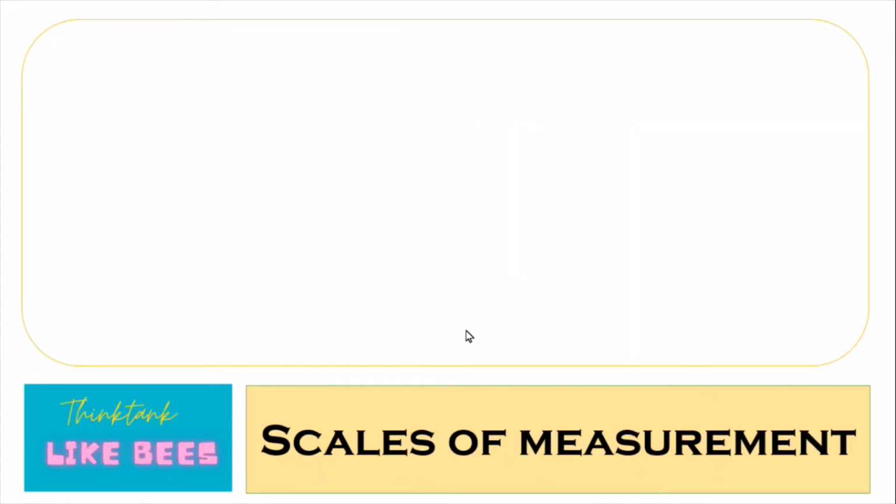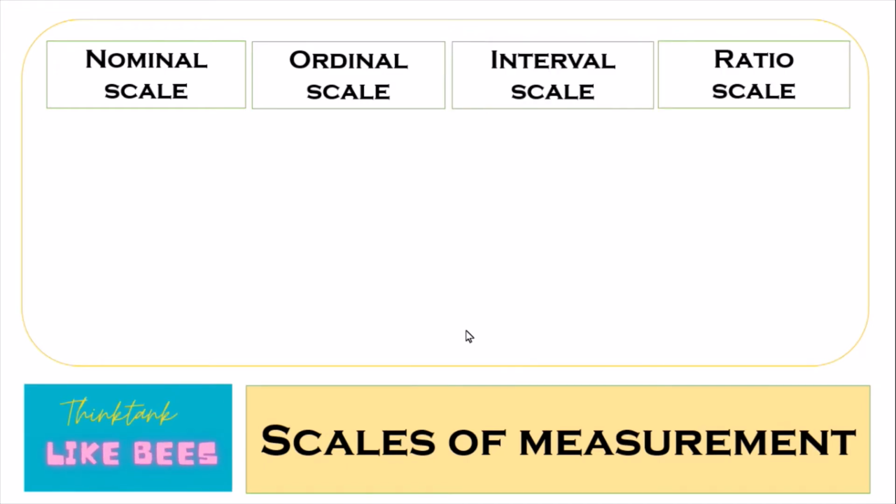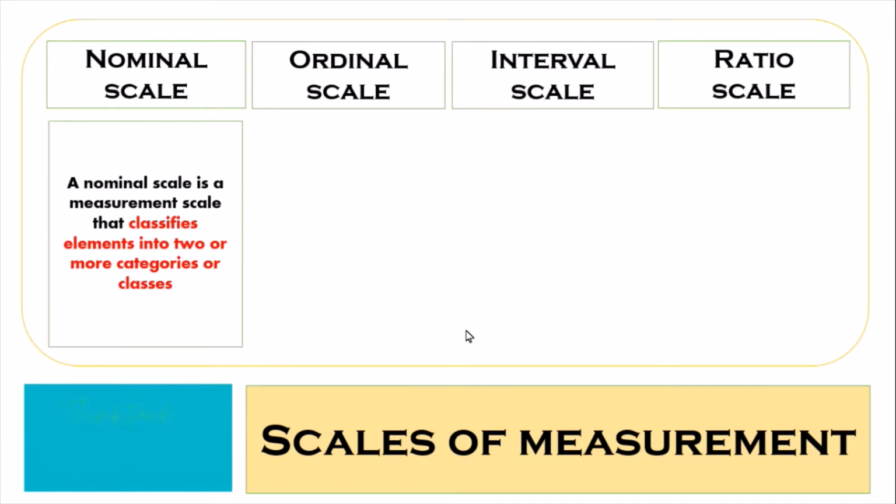Scale of measurement under statistics. So the first one is the nominal scale, then we have the ordinal scale, the interval scale, and the ratio scale. When we say nominal, it means that it is a measurement scale that classifies elements into two or more categories or classes.